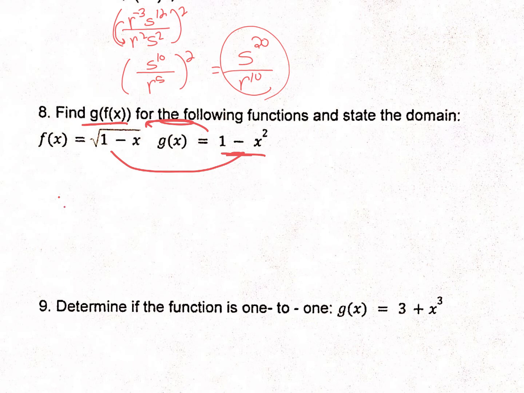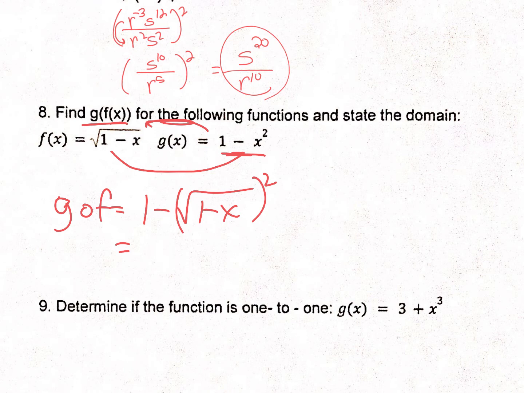So it's going to look like g of f would be 1 minus this square root, as if you're squaring the square root. Okay, so that'd be 1 minus, the square root's gone now, so I just get 1 plus x, which is just going to be x. So those are inverses of each other, but it also says domain.